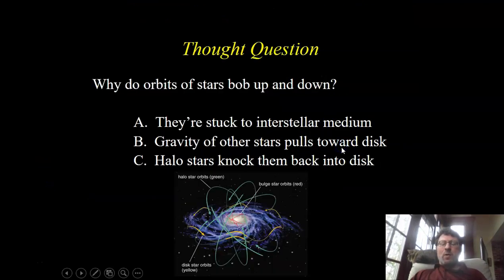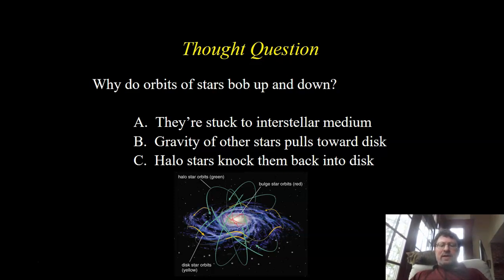So here's a thought question for you. Why is it that the orbits of the stars in the disk bob up and down? Look at these little yellow curves here. Is it A, they're stuck to the interstellar medium? B, the gravity of other stars pull them toward the disk? Or C, the halo stars knock them back into the disk? Go ahead and pause that if you'd like.